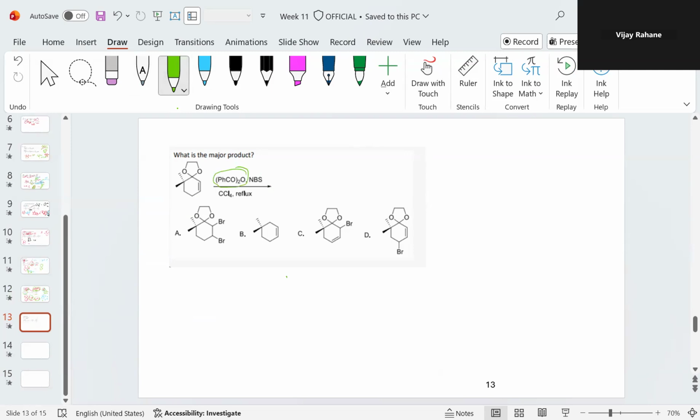Because we don't have the equivalence of this one, whether it is catalytic or this NBS is catalytic. This is a radical mechanism, I get, because the peracid has been used, then NBS. I think the allylic position is going to be brominated. That's why D is... I am telling D.